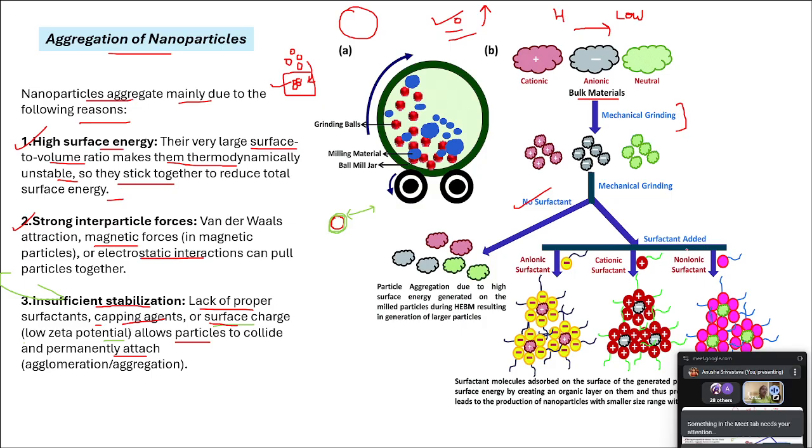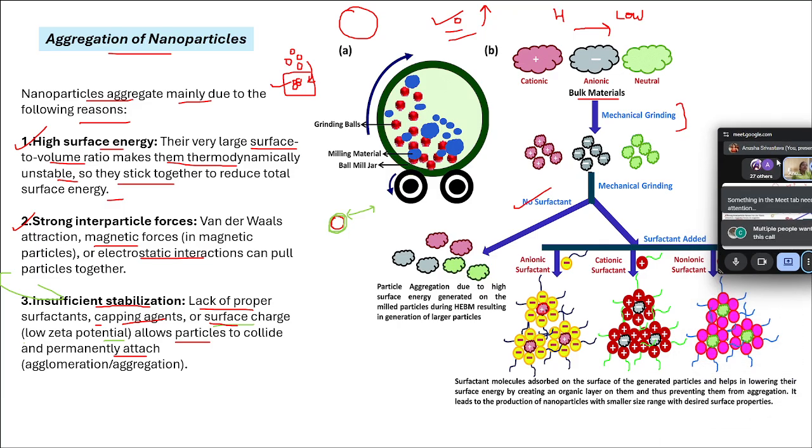But if you add surfactant, suppose this is your nanoparticles that are formed, and suppose this is positive in nature, then you are adding anionic surfactant. Now it will surround the nanoparticle, and then there would be repulsive forces operating between these, and there would be no aggregation. Same if you are having anionic bulk material, then you are adding cationic surfactant, and in case of neutral you are adding non-ionic surfactant. So these are the methods.